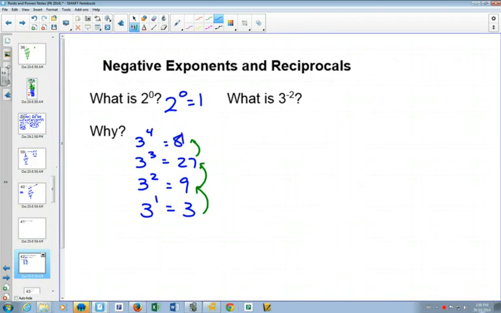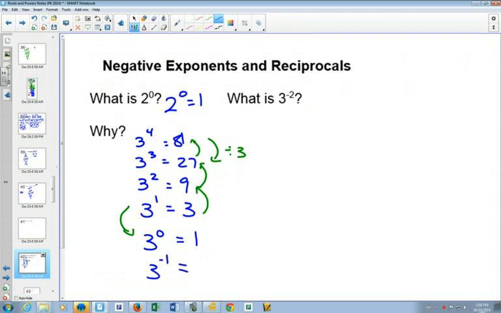Now, that's moving up. Who says we can't keep the pattern going but go the opposite direction? If I'm going the opposite direction, what would happen next on the left? 3 to the 0. And if you're going the opposite direction this way, you'd divide by 3. Okay? So then you would get 1. Now the cool thing about this pattern is it keeps working. What comes after 3 to the 0? 3 to the negative 1.